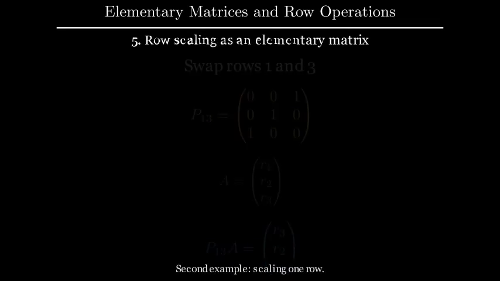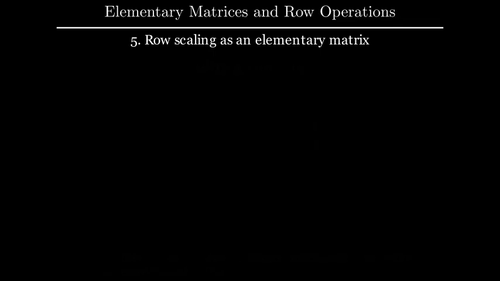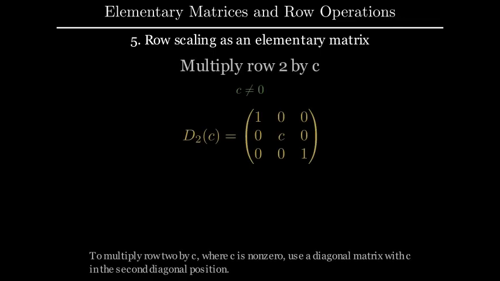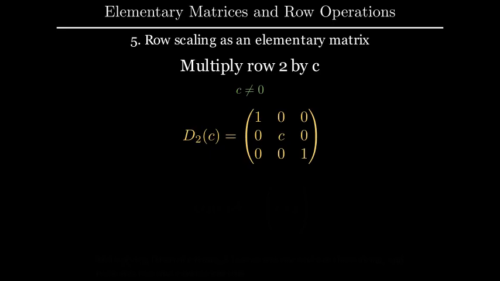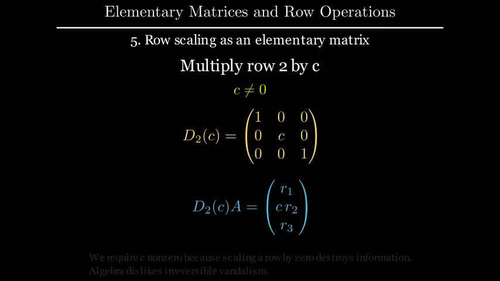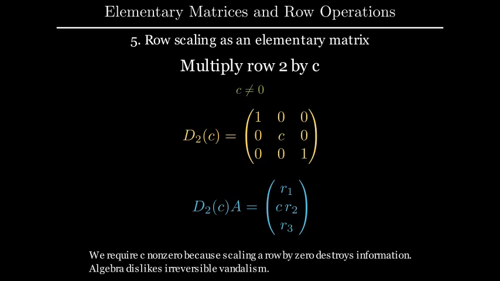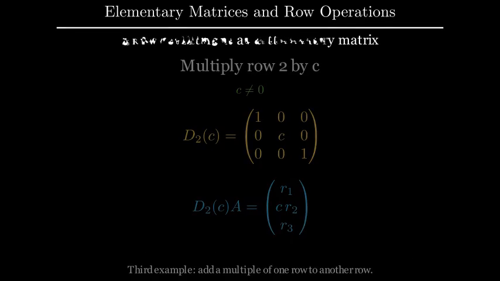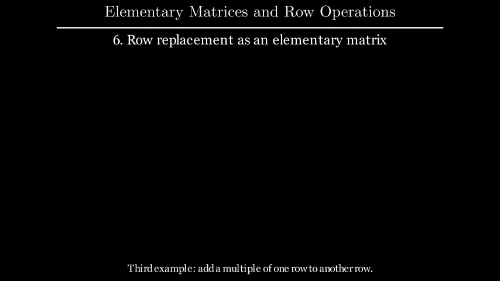Second example, scaling 1 row. To multiply row 2 by c, where c is non-zero, use a diagonal matrix with c in the second diagonal position. Multiplying D_2(c) times A leaves row 1 and row 3 alone, and turns row 2 into c times row 2. We require c non-zero because scaling a row by 0 destroys information. Algebra dislikes irreversible vandalism.